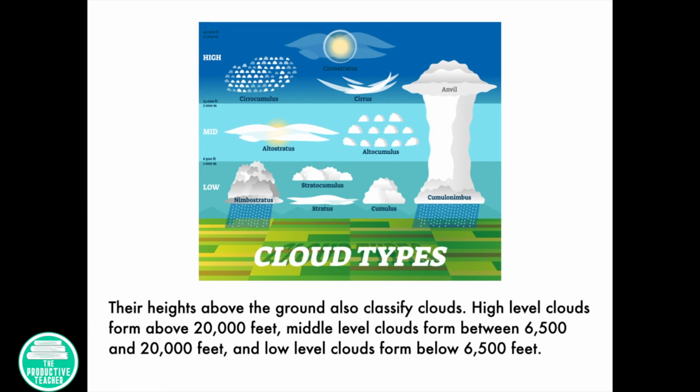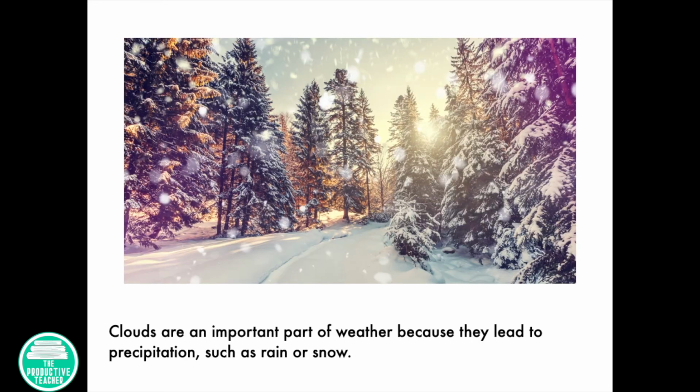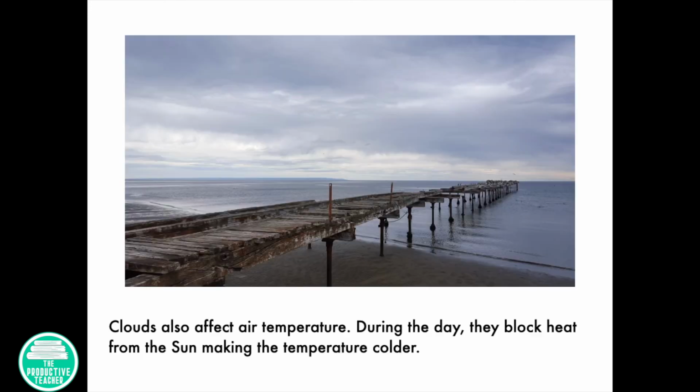Their heights above the ground also classify clouds. High-level clouds form above 20,000 feet, middle-level clouds form between 6,500 and 20,000 feet, and low-level clouds form below 6,500 feet. Clouds are an important part of weather because they lead to precipitation, such as rain or snow.